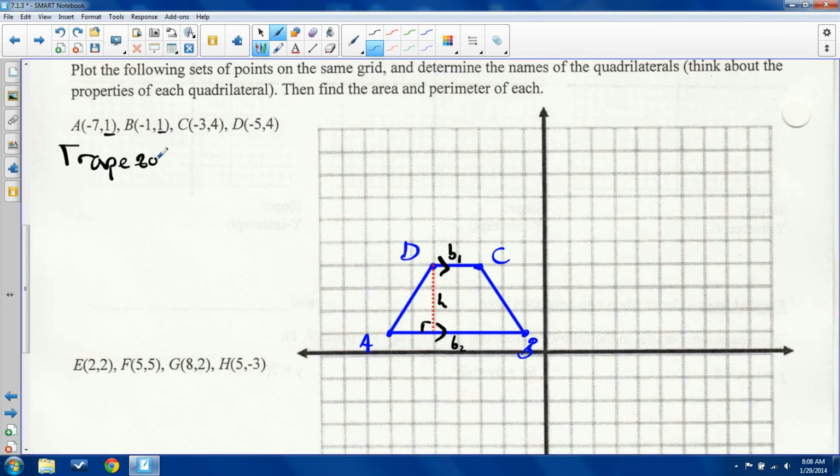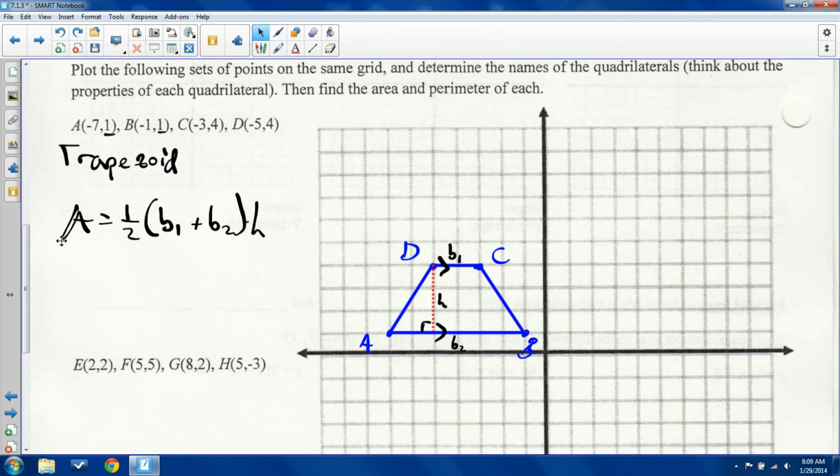I know that because I have one set of parallel lines. Now the formula for the area of a trapezoid, as you now know, is 1/2 times (b1 plus b2) times h. So if I know the h, and in this way I can actually count because I have tick marks and I know exactly where I'm going from one place to the other. 1, 2, 3. So my height is 3. My height is 3.